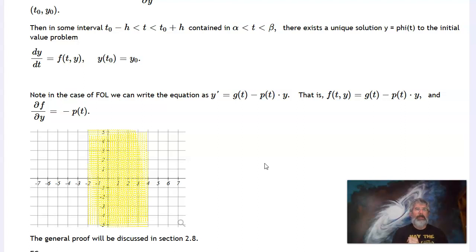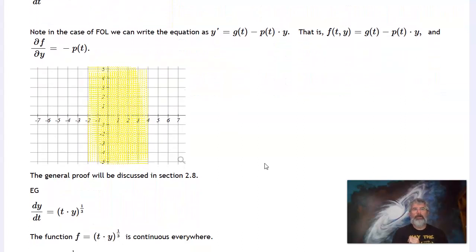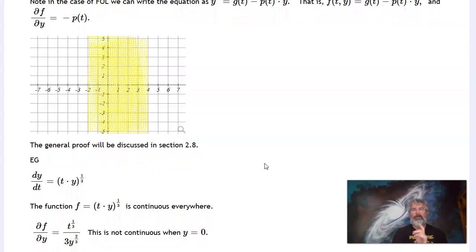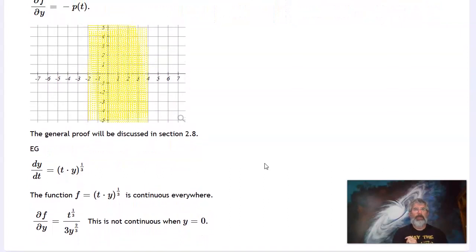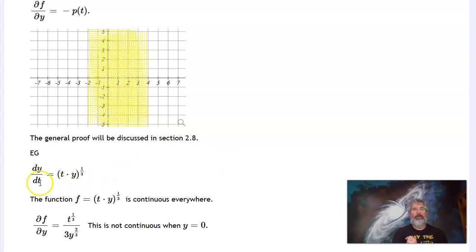Okay. The proof of this general theorem will be discussed in section 2.8, and we will get to that next week, I think. Anyway, let's just do one quick example to see what some of those rectangles might look like in a different situation. So here's a differential equation, dy/dt equals (t times y) all raised to the 1/3 power. Now, multiplying t and y together, t by itself is continuous, y by itself is continuous for all t, for all y. And so you multiply those together, that's continuous in the whole plane. Taking the cube root, it doesn't matter, positive, negative, 0, you can take a cube root, that's continuous everywhere. So this function is continuous everywhere.